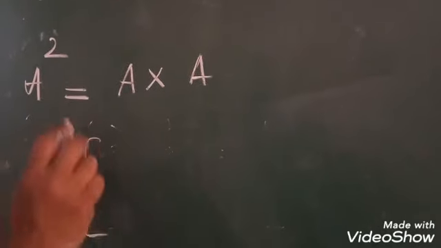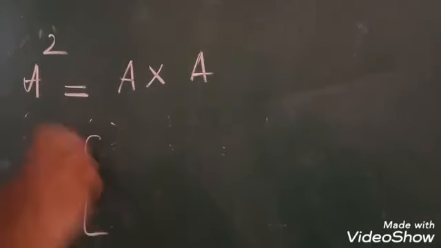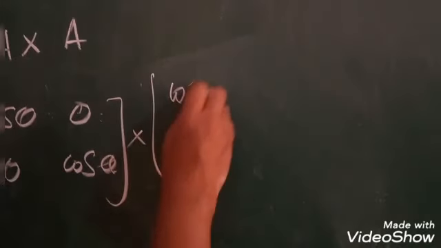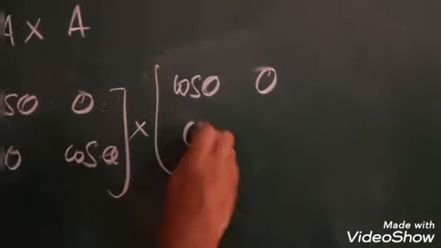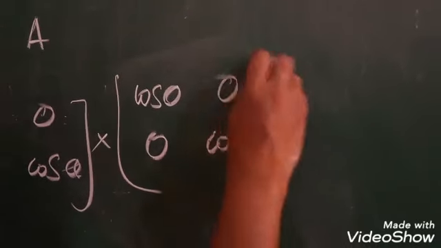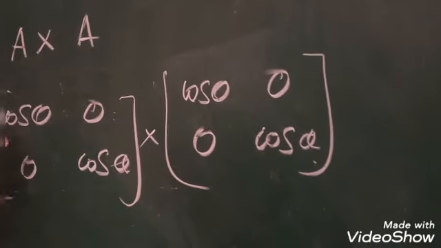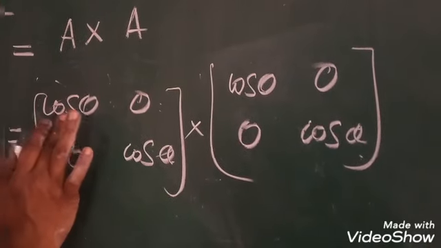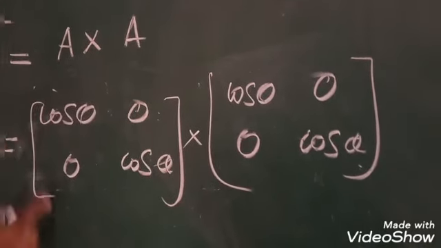First we write the A matrix. Again you have to write the A matrix. Okay girls, see girls, A matrix, then again A matrix. Don't square each element, girls. Some of the students will do it like this: A squared, each element squared. No, it should not be done.